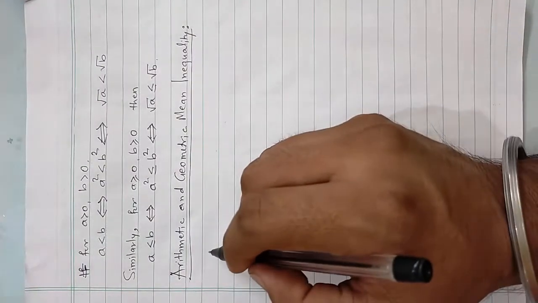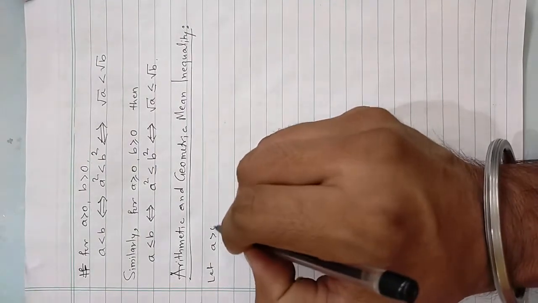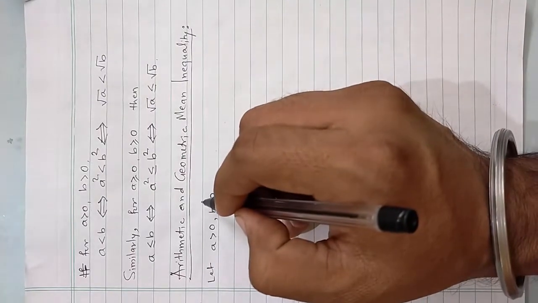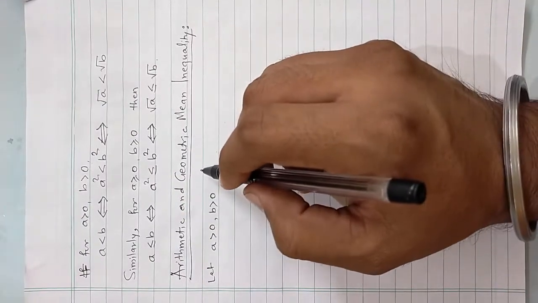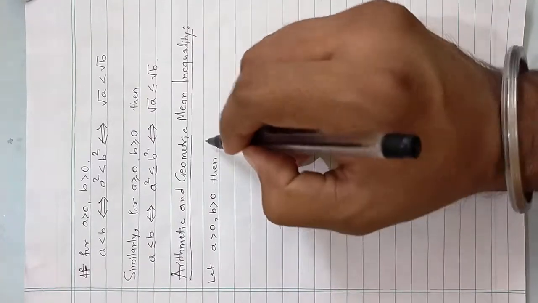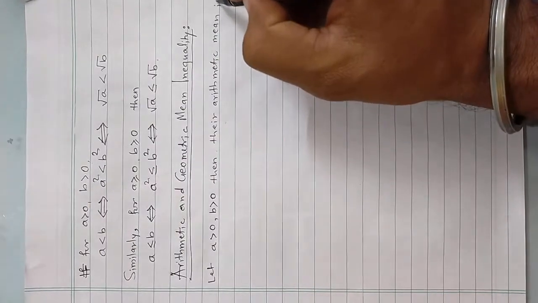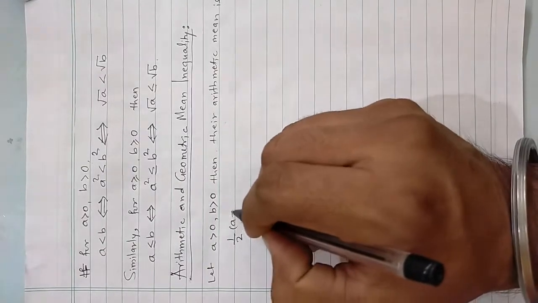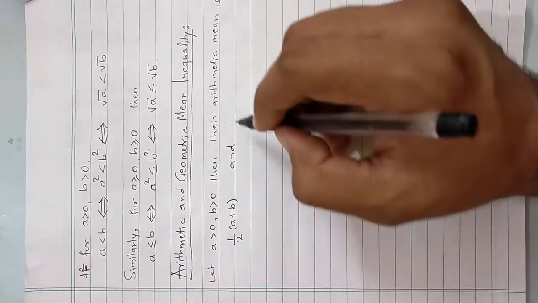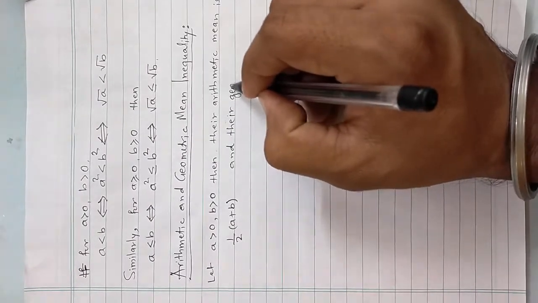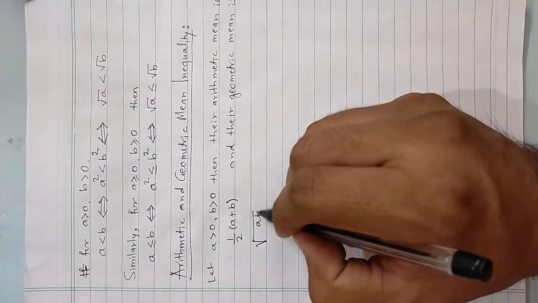So what does arithmetic mean? Let A be a positive real number, B be a positive real number, then their arithmetic mean is half times A plus B, or A plus B by 2, and their geometric mean is under root of A into B.